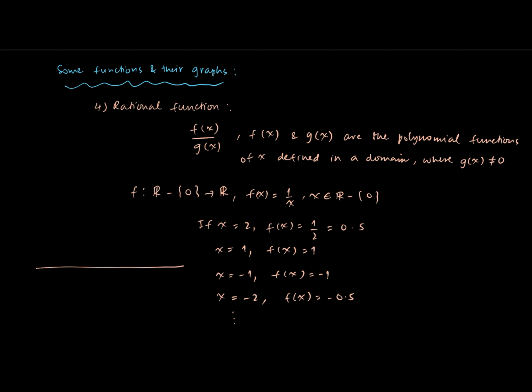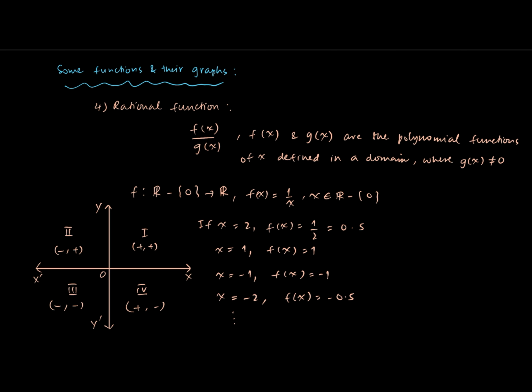We know that a Cartesian plane is divided into 4 parts called quadrants by the axes, which are the x-axis and y-axis. So this is our first quadrant, this is the second quadrant, this is the third quadrant, and this is the fourth quadrant. In the first quadrant, both x and y are positive. In the second quadrant, x is negative and y is positive. In the third quadrant, both x and y are negative. And in the fourth quadrant, x is positive and y is negative.